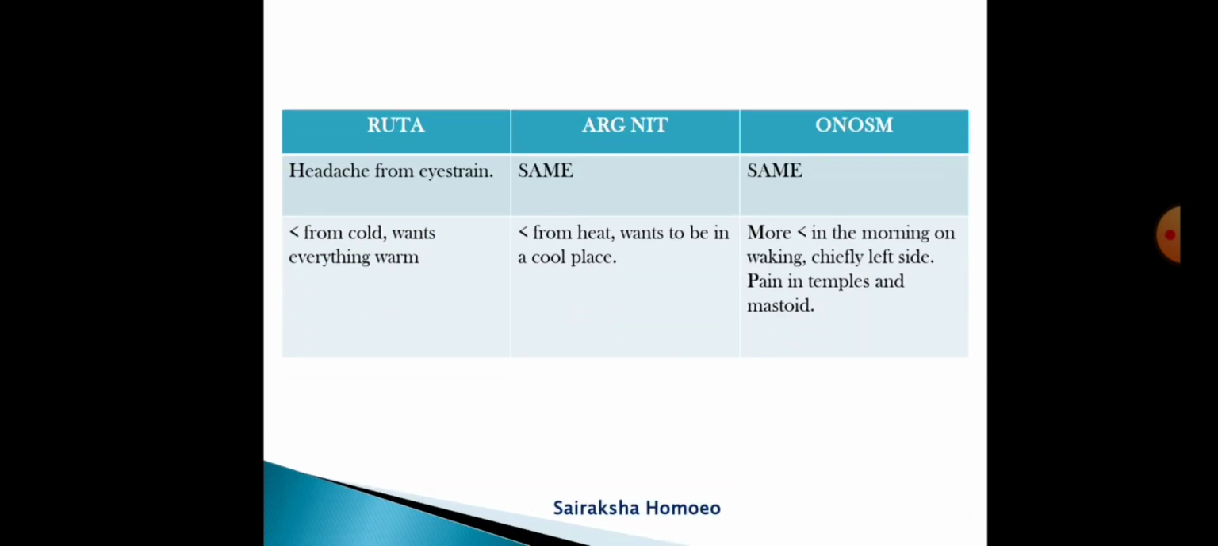Next three remedies are Ruta, Argentum nitricum and Onosmodium in headache. So headache from eye strain, as we know, in Ruta we have the same symptom, you find it even in Argentum nitricum and Onosmodium, which have headache from eye strain. But Ruta has aggravation from cold and wants everything warm, while Argentum nitricum has aggravation from heat and wants to be in a cool place, and Onosmodium is more aggravated in the morning on waking, chiefly left-sided affections, and pain in the temples and mastoids are seen.